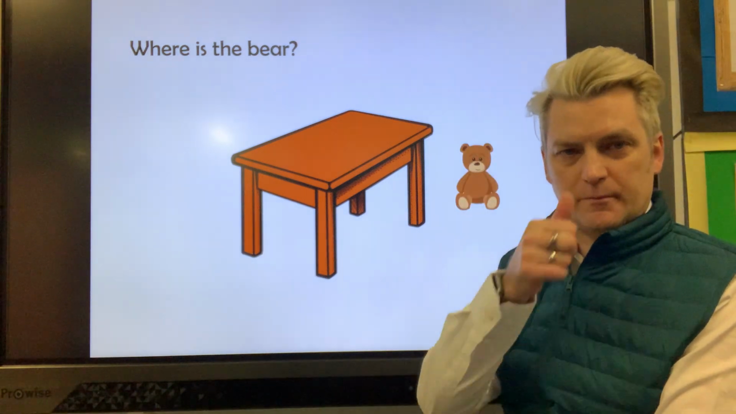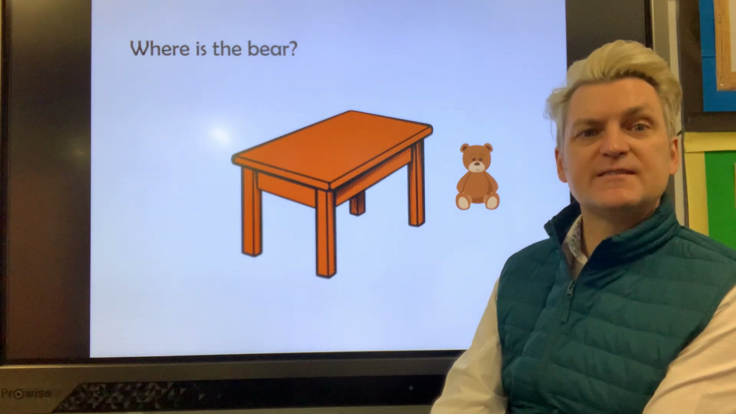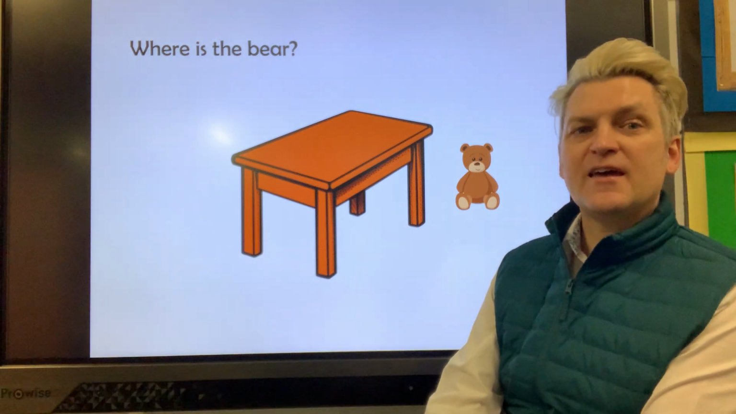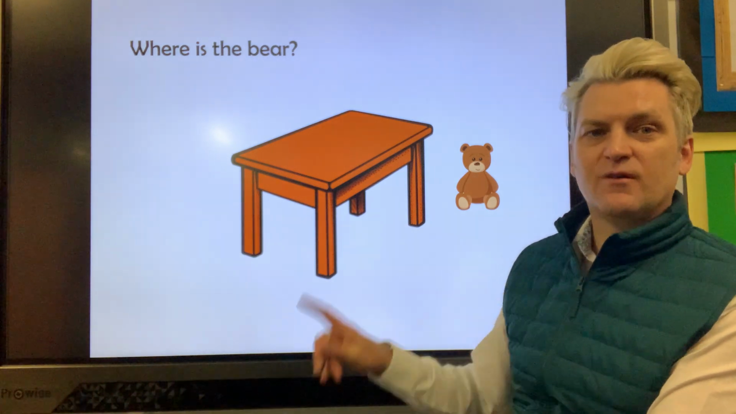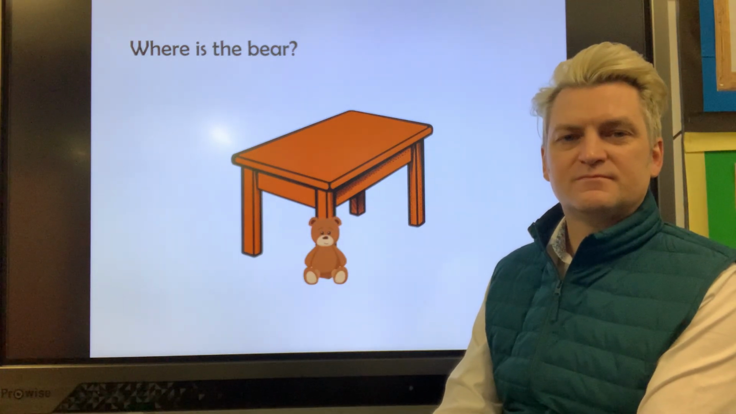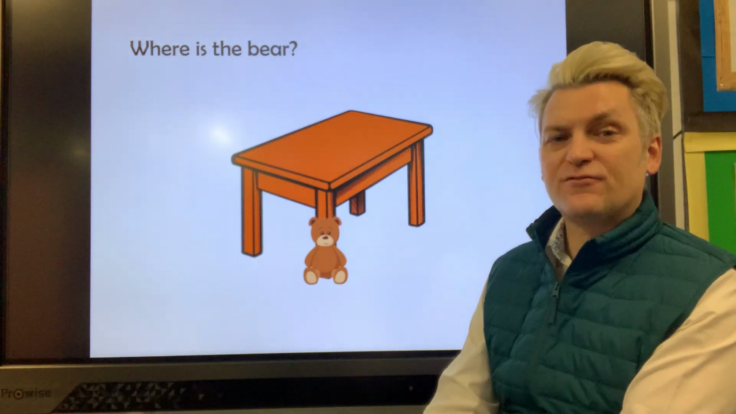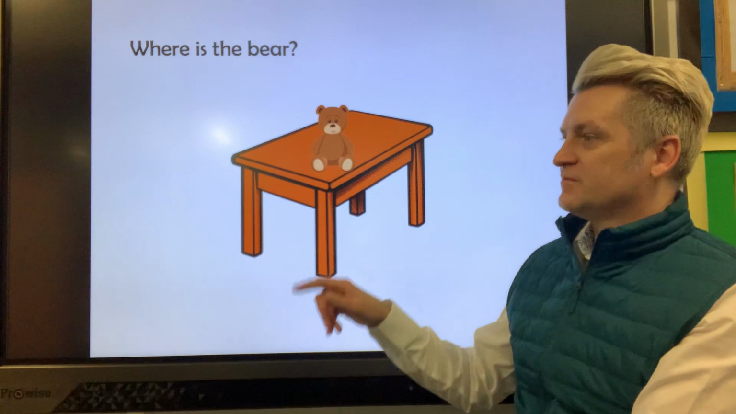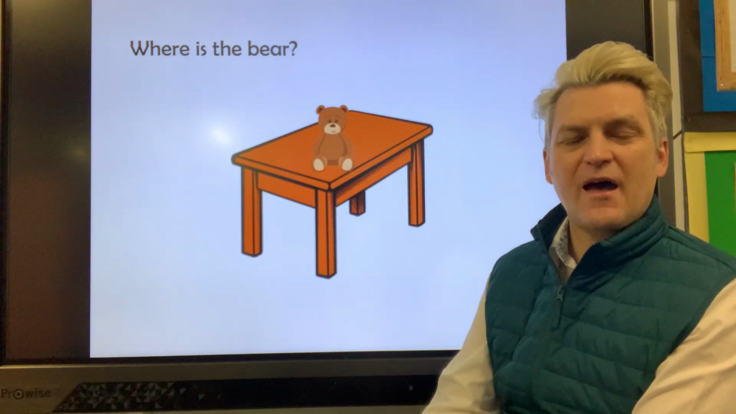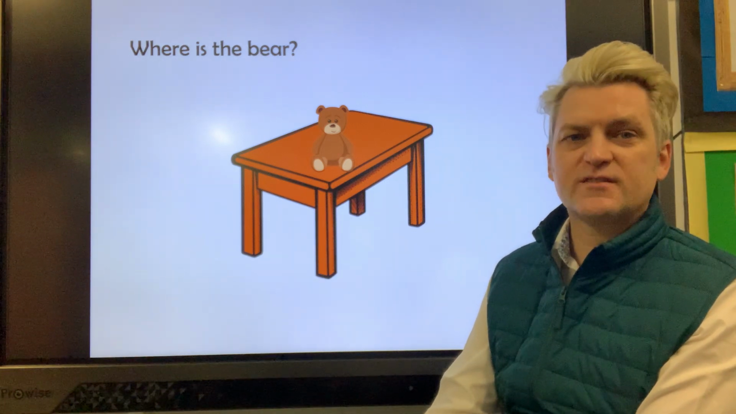Where's the bear now? The bear is next to the table. The bear is next to the table, or the bear is beside the table. What about now? Oh, I can't hear you. Louder. The bear is in front of the table. Okay, where is the bear now? The bear is on top of the table, or the bear is on the table.